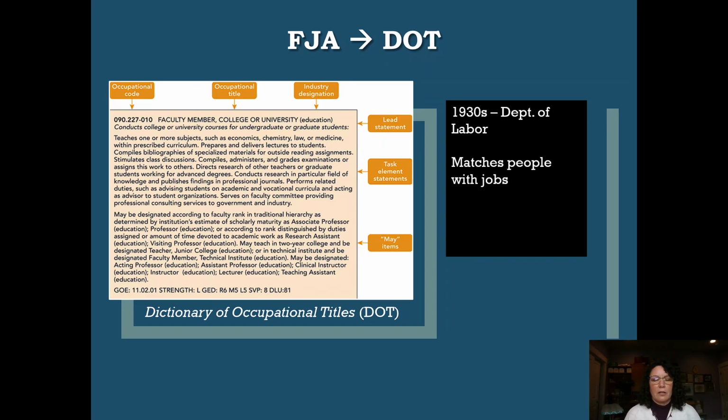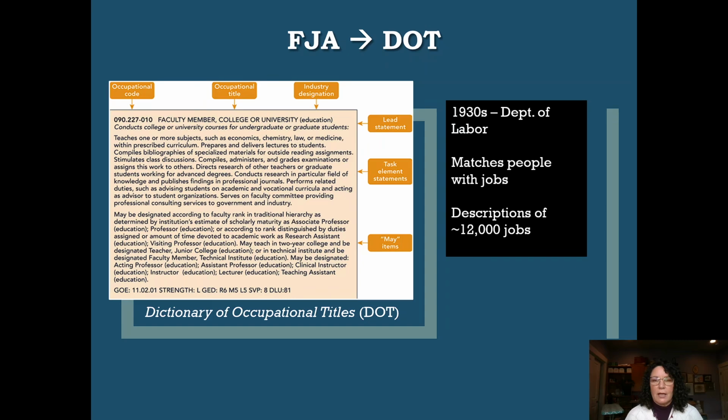This Dictionary of Occupational Titles is used to try and match people with jobs. So if you talk to a person who's looking for a career or career change, in your interviewing of that person, you look for signs that they have certain kinds of tasks that they prefer doing, or skills that they have, and you try and match them up with a job.